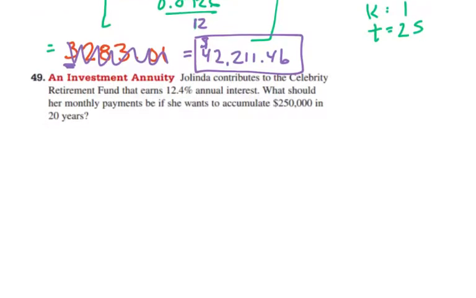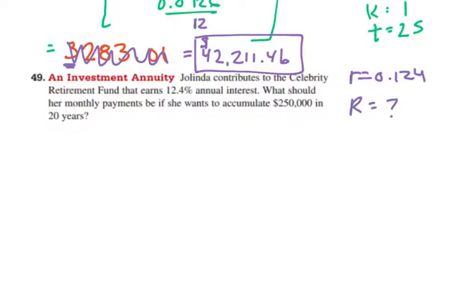Yay for saving money. Okay. Then the next one here, number 49: Jolinda contributes to a celebrity retirement fund that earns 12.4% annual interest, so our rate is 0.124. What should her monthly payments be? So we're trying to find R.